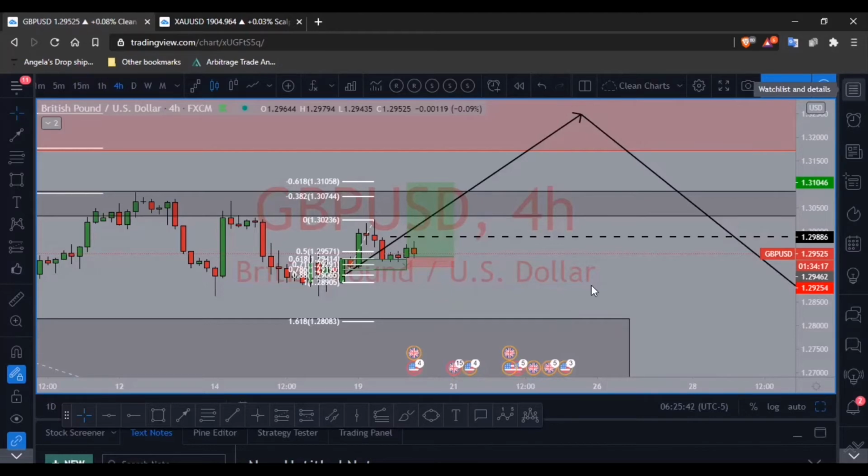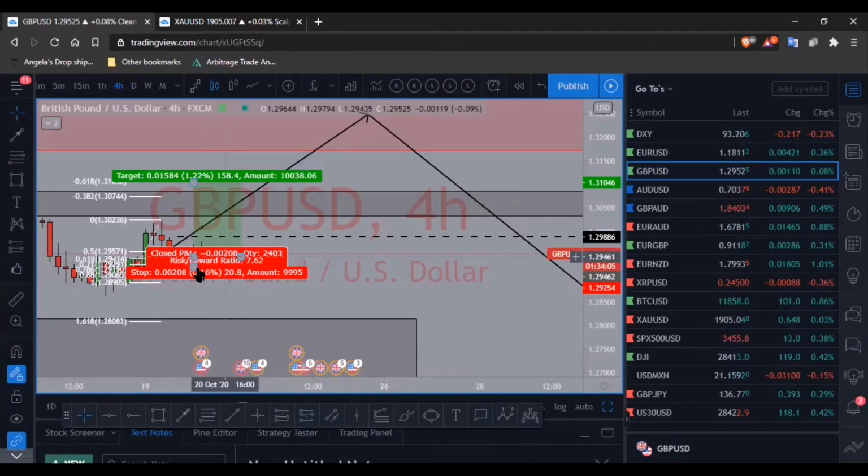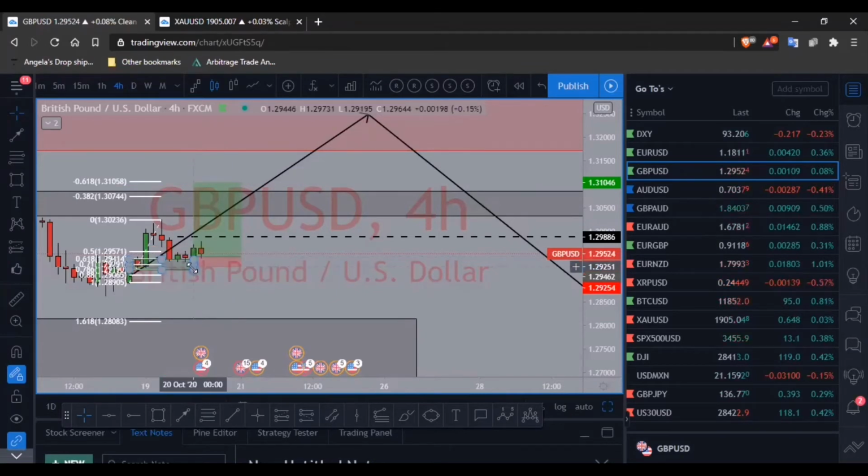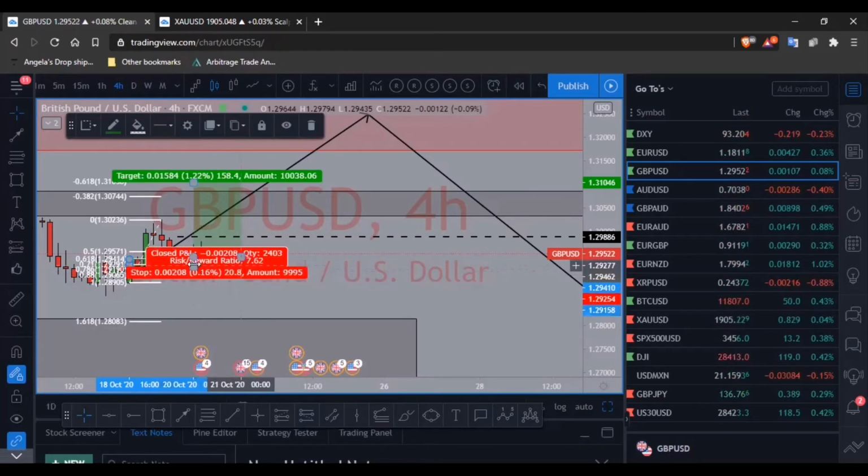So the entry is at 1.29462, or I entered at 1.29500, and I'm already in profit. That's funny. And stop loss, you know what? Go ahead and put the stop loss a little lower. Let's put it at, oops, I did not mean to move my sell box. Because 20 pips on GU can hit very fast.